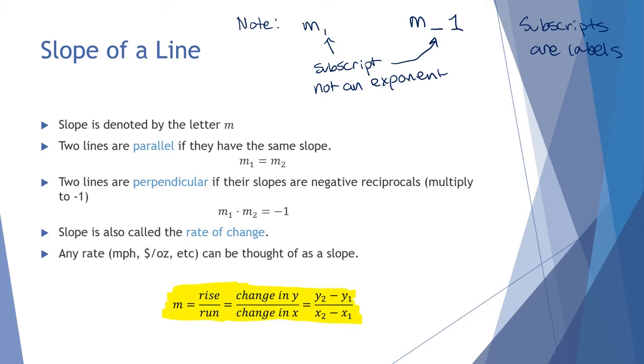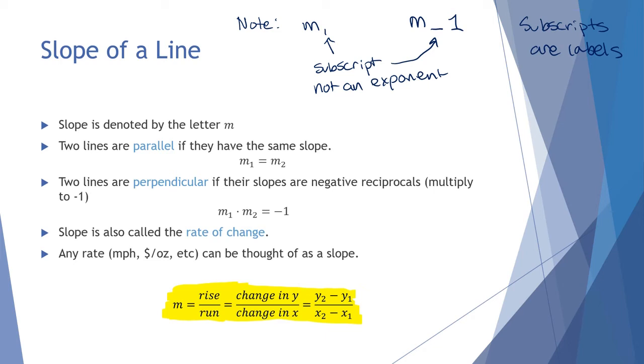Slope is also called rate of change. So you'll see that in a lot of word problems because it won't say find the slope, it'll say find the rate of change. That's just saying how much something is changing. So anything that is a rate, miles per hour, dollars per ounce, dollars per hour, those are all rates and those are all considered slopes.